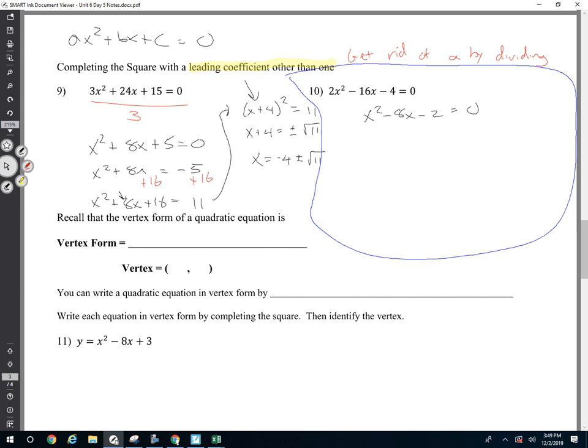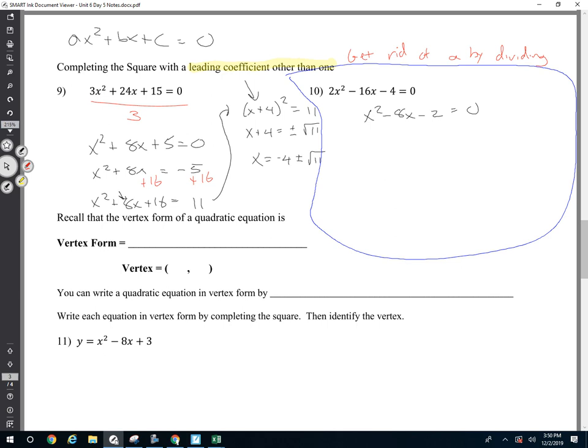X squared, not 2x, x squared minus 16x. And you forgot to divide everything by 2. So 2x divided by 2 is x squared. That's 8x. Good. We got rid of the 2. X squared minus 8x plus something.